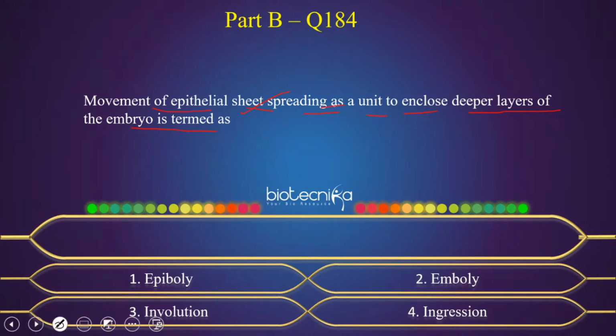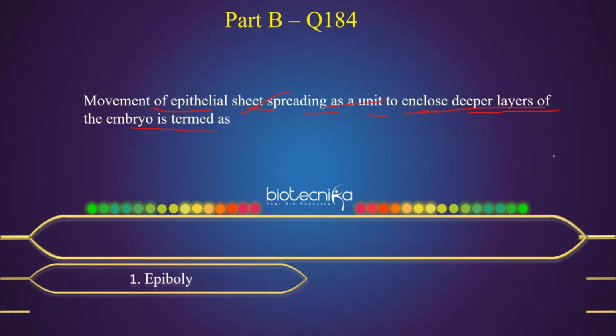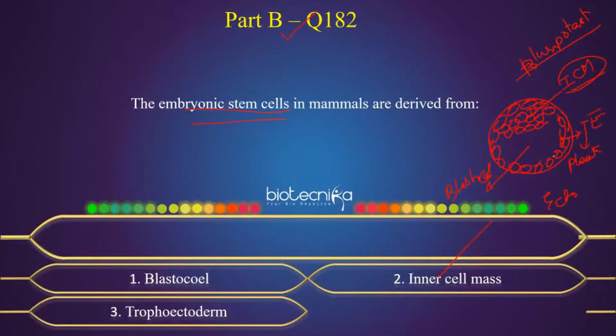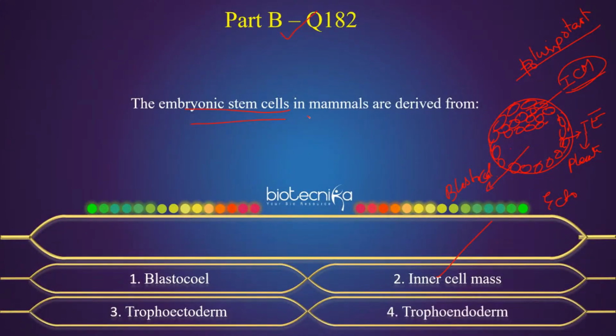So not only as a unit, Vijay, you also have to see that it is enclosing deeper layers of the embryo. Means it is spreading. Okay. So yes, I did show you the process of involution before. Could I see the previous question? Yeah, Ashwin. So here is the previous question. Embryonic cells are derived from what? Blastocoel, inner cell mass, trophoectoderm and trophoendoderm.